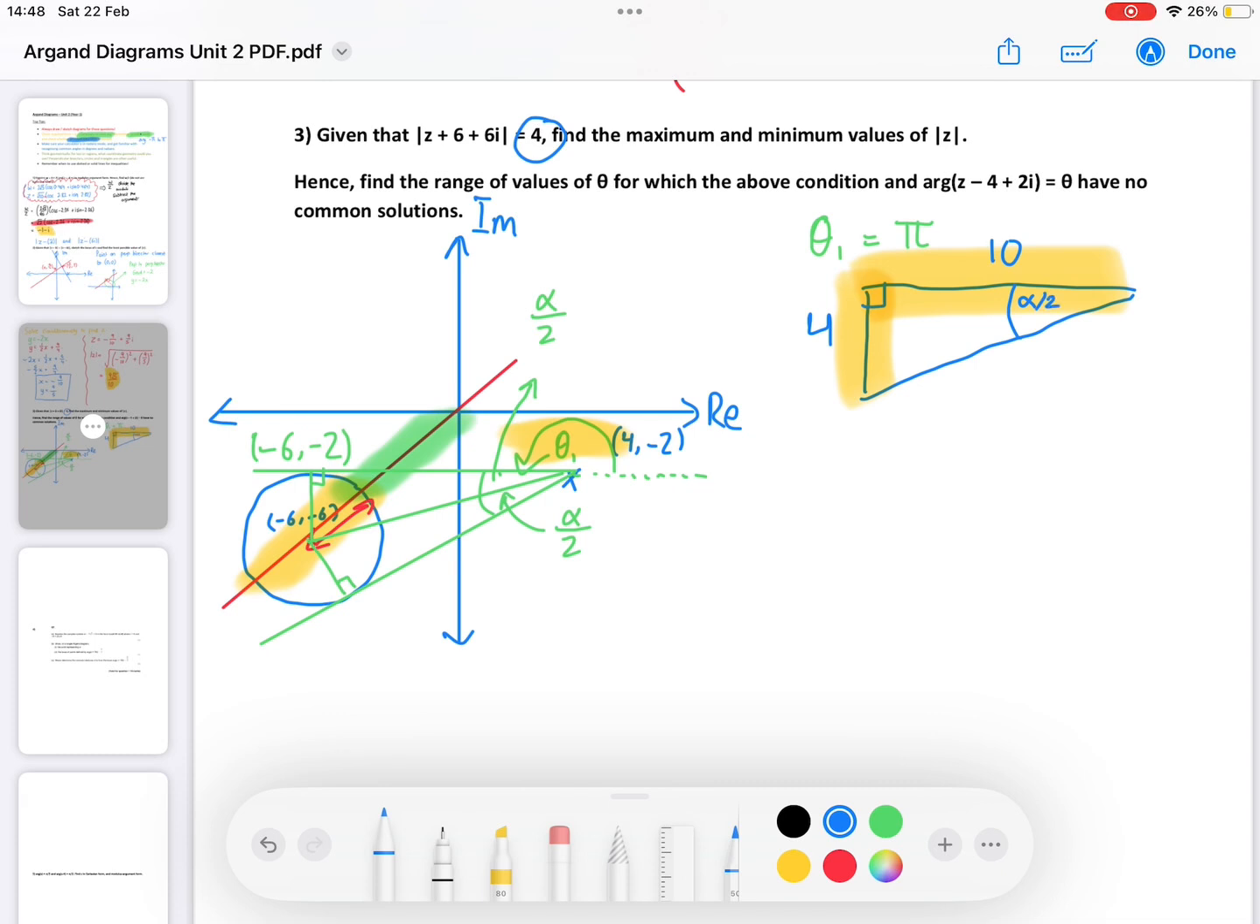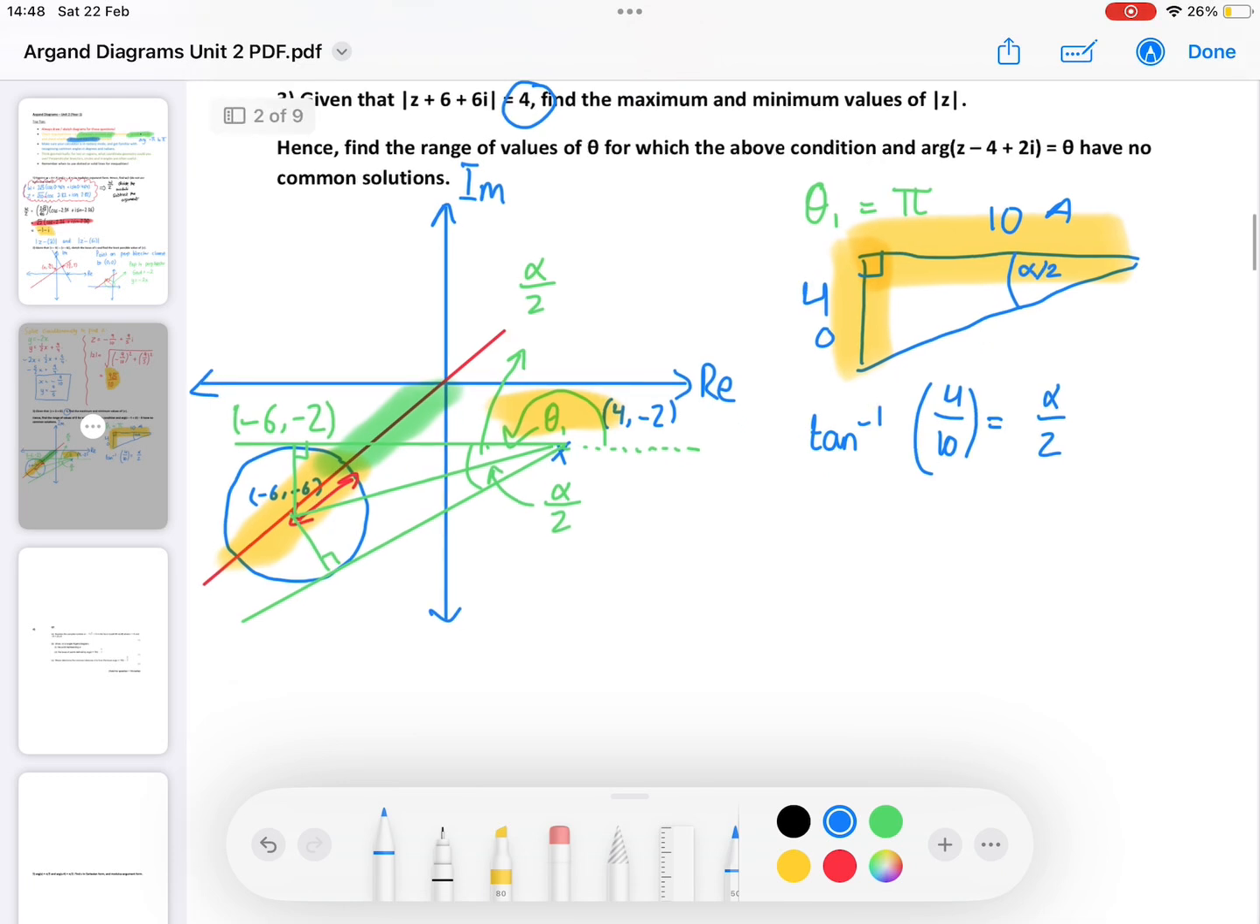And we can use inverse tan to find the value of that angle. So tan^-1 of, this is the opposite and this is the adjacent, so 4 over 10 equals alpha over 2. I'm not actually going to work out what that is yet because that's not our final answer, but alpha is going to be 2 lots of tan^-1 of, well, that's 2/5, isn't it?